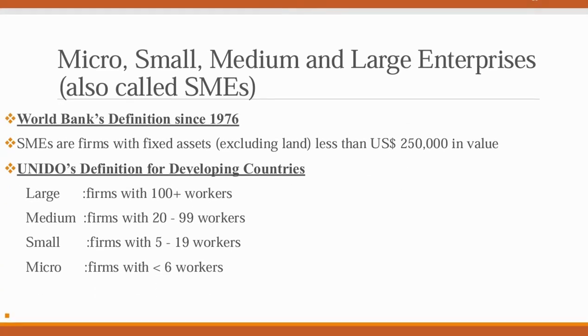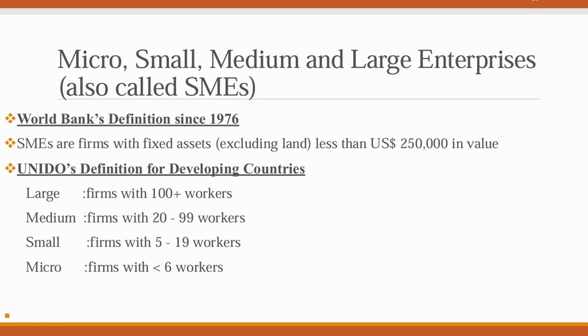So according to the World Bank's definition, since 1976, SMEs are firms with fixed assets excluding land. So once you are building a business, or once you are coming up with a business, yes, when we are talking about your capital or your fixed assets, we exclude land, right? So we are talking about the money that you are going to use to put up the building, that is the factory, and also the technologies and the kind of production you are going to take.